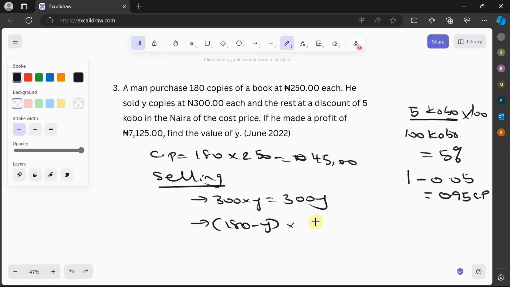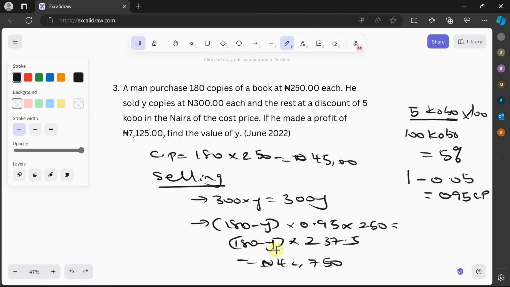Simple and short. So this 0.95 multiplied by the cost price is what? 250. Remember that. So this is 180 minus y multiplying 0.95 times 250, and that will give me 237.5. So 237.5 times 180 gave me 42,750. Then this would be minus what? This guy times this guy, that will be minus 237.5y.